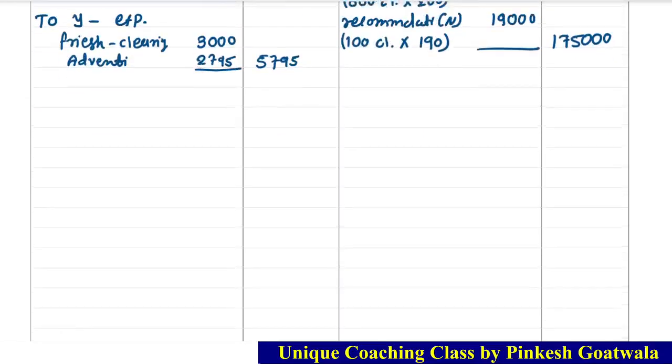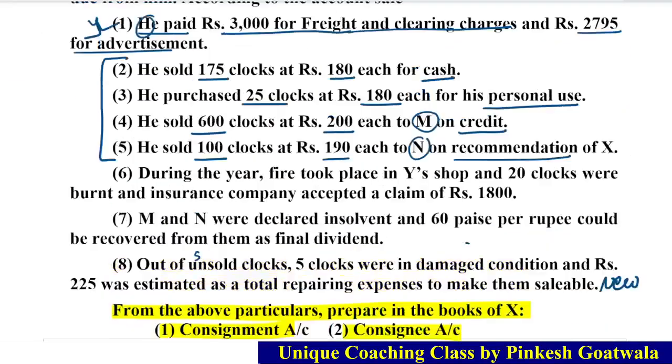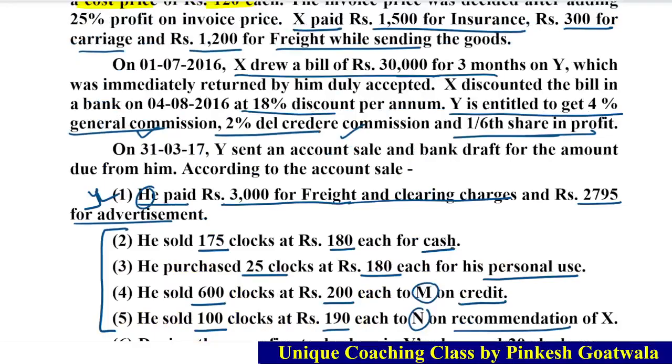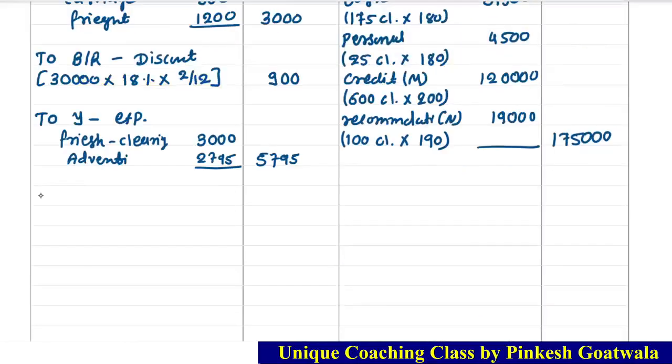And it is a sale by consignee, so the second effect in the consignee account: consignment sale 175,000. Now we give the effect of sale, so we also give the effect of commission. 4% general commission, 2% Del Credere commission. So debit side to Y commission. First, general commission is always calculated on total sale.